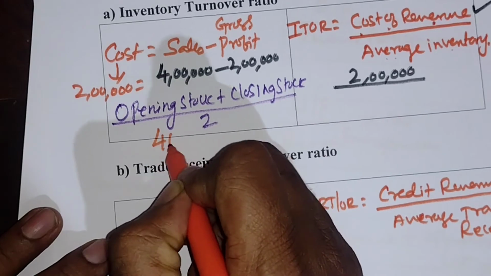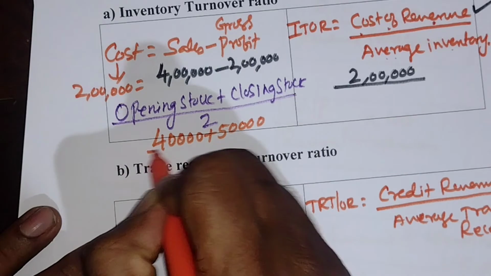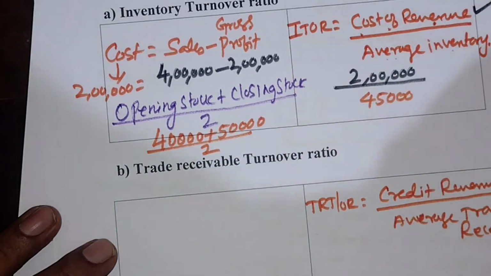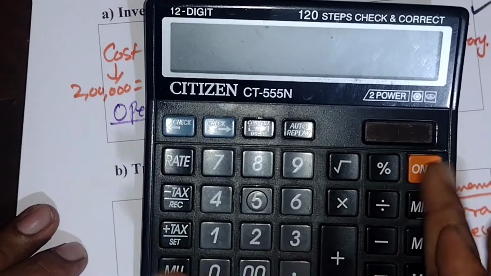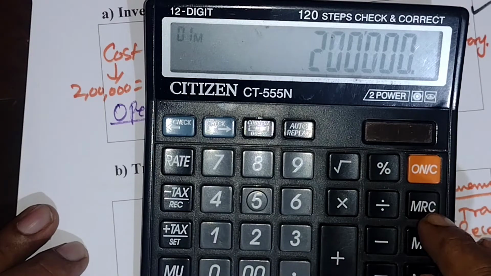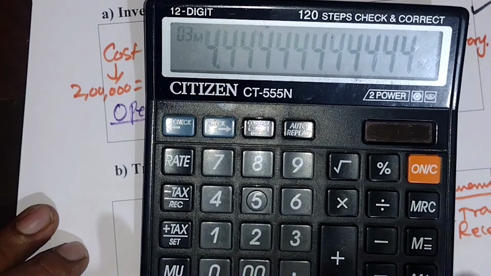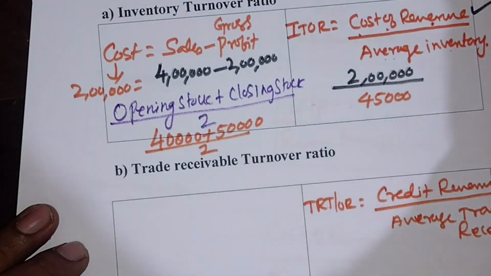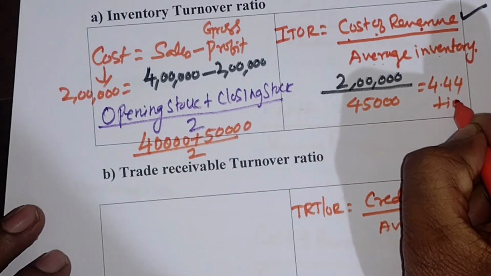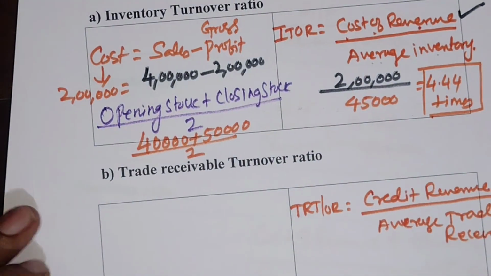So 40,000 plus 50,000 divided by 2, we get 45,000. Now 2 lakh divided by 45,000 is equal to 4.44 times. The first answer is over.